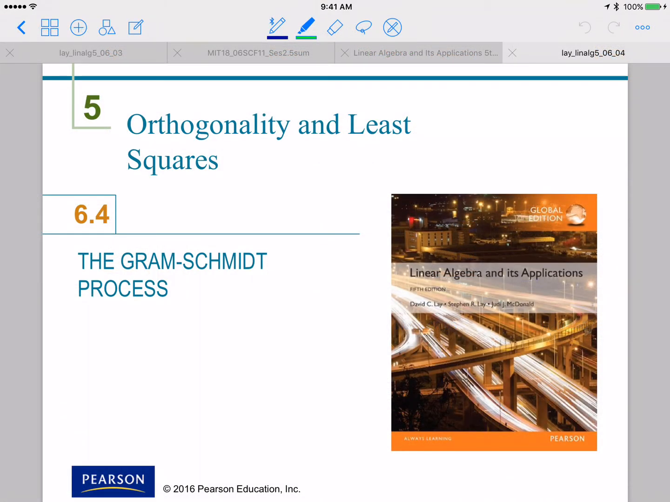Okay, then now let's move on to the next chapter. The next chapter is about the Gram-Schmidt process. Yeah, at first it might be quite complicated, but once you have an intuitive understanding, it should be quite easy.